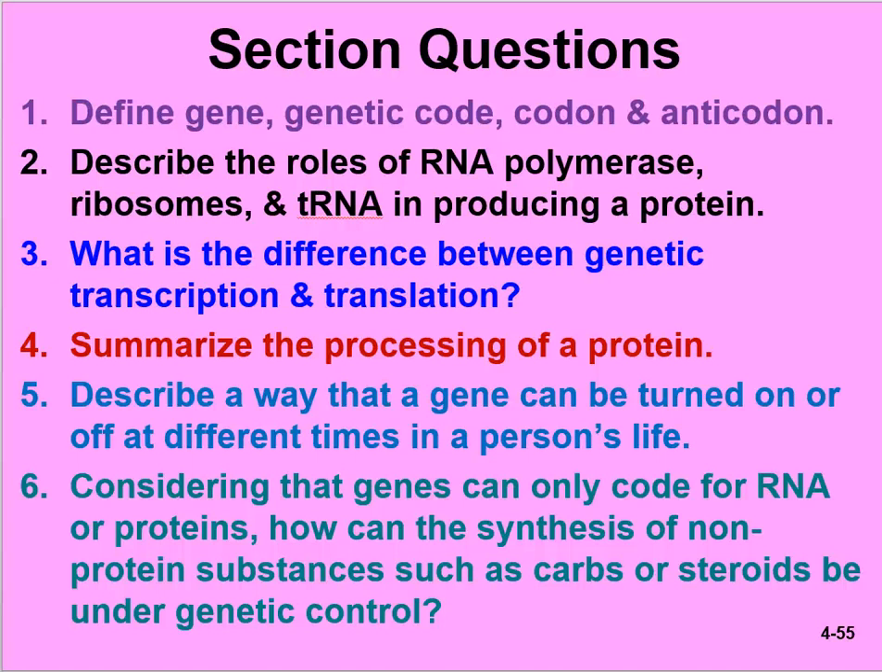Number 6, considering that genes can only code for RNA or proteins, how can the synthesis of non-protein substances like carbs or steroids be under genetic control? Well, if we remember that proteins and enzymes are the workhorses of the body that get certain jobs done and make reactions happen, like making carbs and steroids, remember that proteins and enzymes are coded for by DNA. So you have to have the right proteins and enzymes available to make these other substances, and that's how they're indirectly controlled.